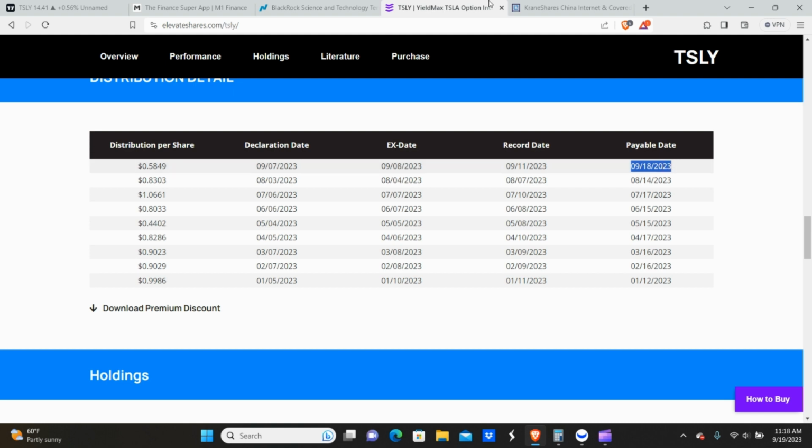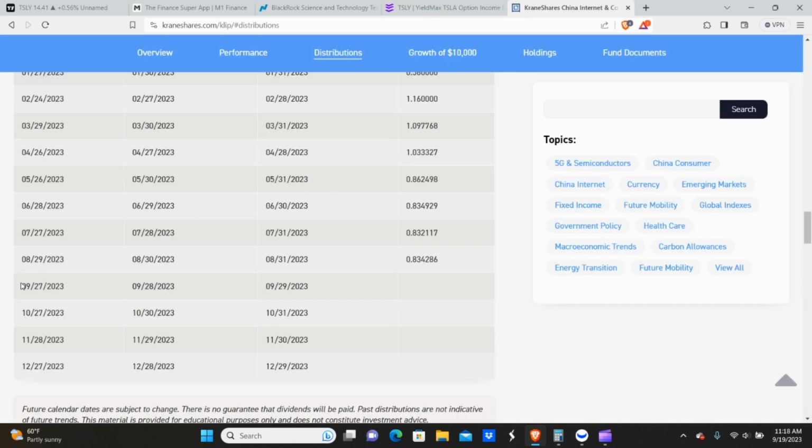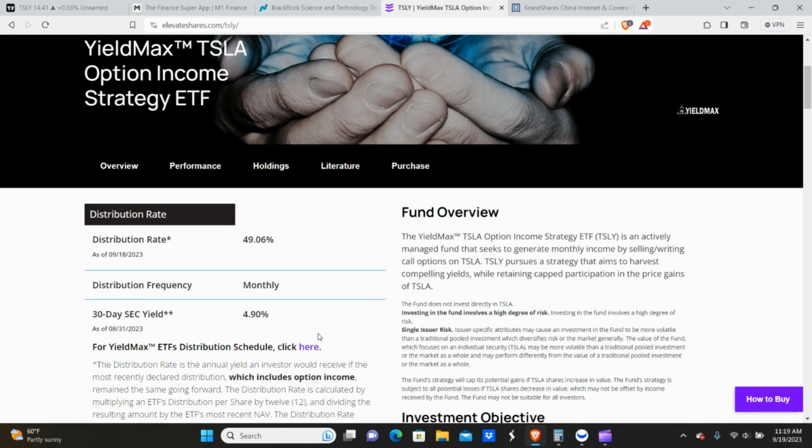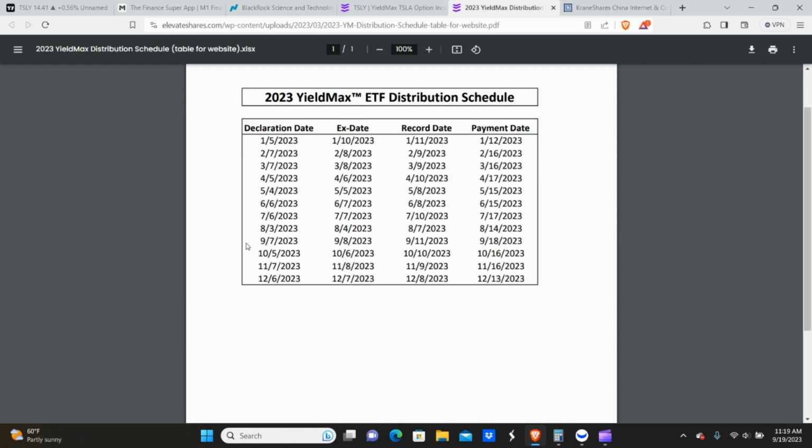You get paid on the 18th or the 19th, and then you basically just go back and buy more KLIP, and then get paid again, and continuously rinse and repeat over and over. If you click on the little click here button on the YieldMax site, you can see that they give you all of the X dates and also the payment dates for the entire year. So you can plan this rotation of capital out well ahead of time. It's not like you have to guess. They literally tell you pretty much exactly when to get in and when to get out.